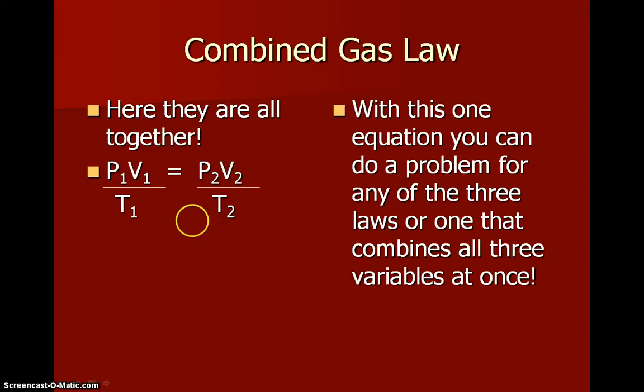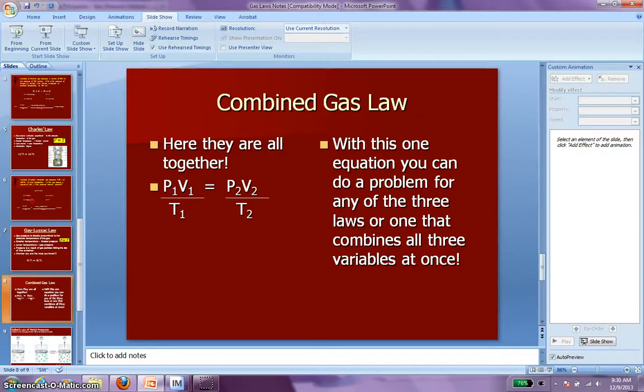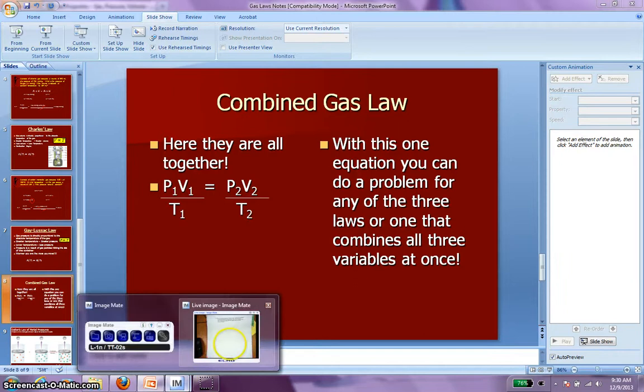And if you notice, if you just cover up one of the variables, like if we covered up temperature on the bottom here, then we have P1 times V1 equals P2 times V2. That's Boyle's law. If we covered up the pressures, then we'd have Charles' law. And if we covered up the volumes, then we'd have Gay-Lussac's law. So they're all in here together at once. And so let's do a problem in which we combine all of them.